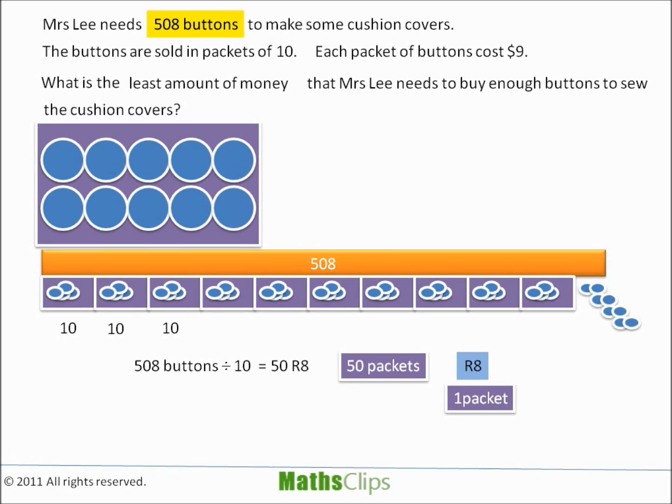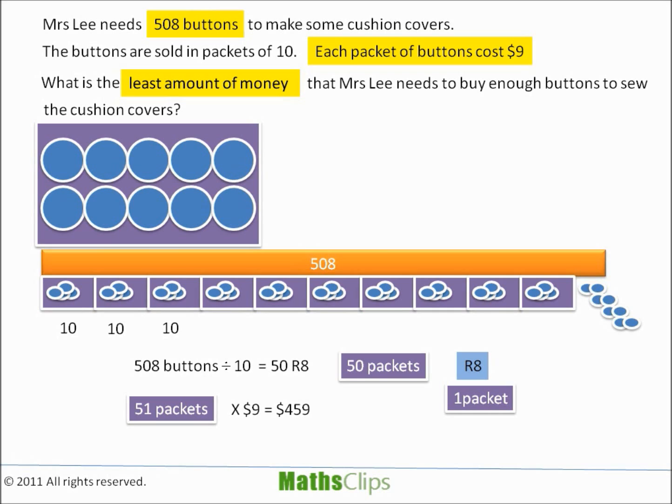So altogether, we'll be buying 51 packets. Now, each packet of buttons costs $9, and the question asks for the least amount of money. So we'll take 51 packets, and we know each packet costs $9. So we'll take 51 times $9, and that gives us $459.